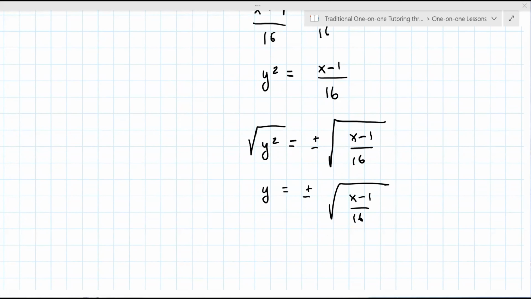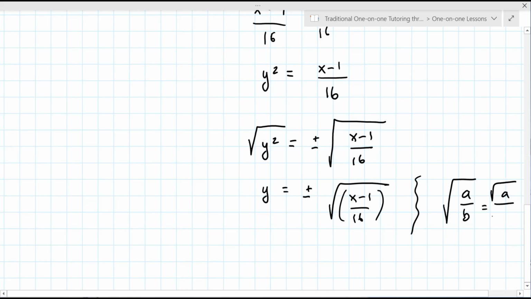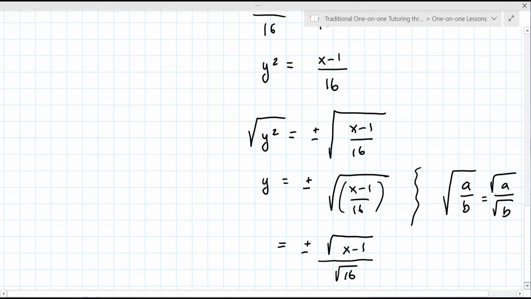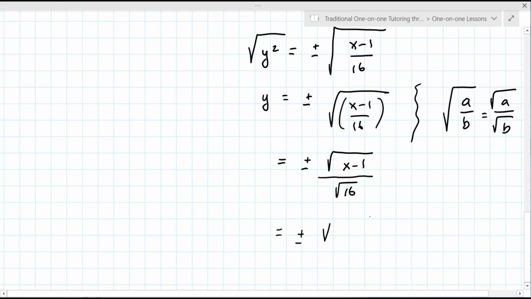Let me look. Okay, so none of the answers match this. If you look real close, you'll see that they're all slightly different. All of this is under the square root. So there's this property of square roots, which is if you have an A over a B, it becomes the square root of A over the square root of B. So in your problem, it becomes plus or minus square root of X minus 1 over the square root of 16. The square root of 16 is a nice number. It's friendly. It is 4.